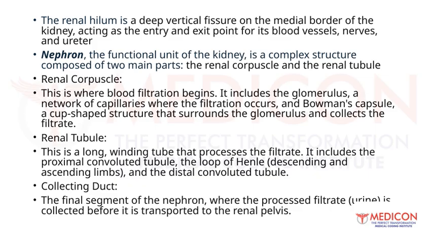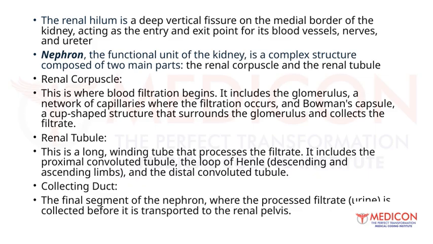Next, we have the renal tubule, which is a long, winding tube responsible for processing that filtrate. It includes the proximal convoluted tubule, the loop of Henle, which has descending and ascending limbs, and finally the distal convoluted tubule. Each segment plays a specific role in reabsorbing nutrients and water, and in secreting waste products, refining the filtrate into urine. Finally, the collecting duct is the last part of the nephron.